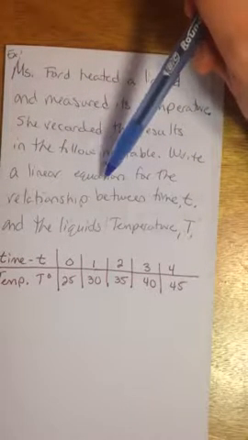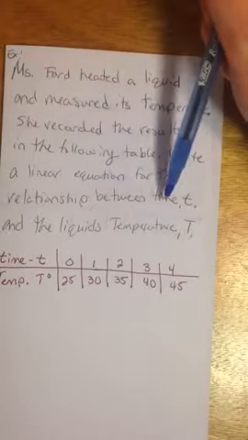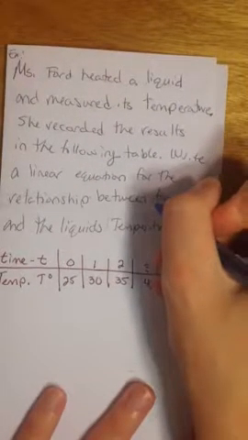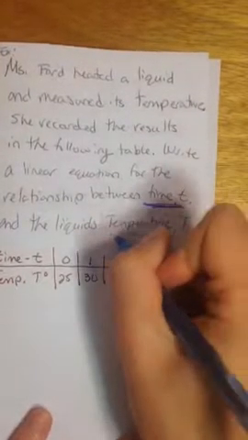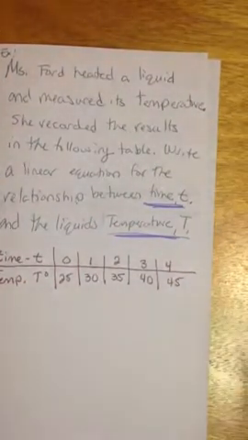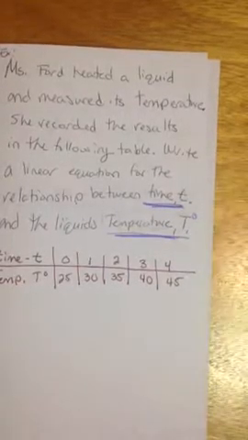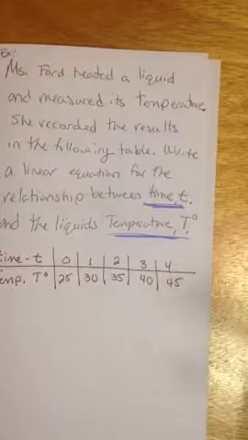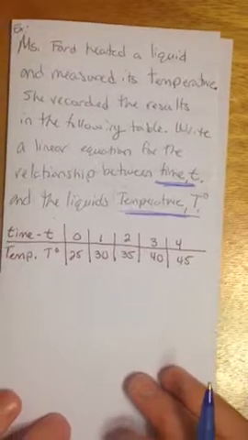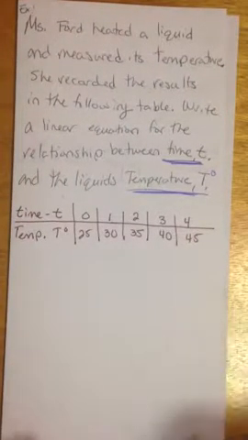Write a linear equation for the relationship between time t, so time we know is represented by a lowercase t, and the liquid's temperature. So temperature is measured by a capital T. So this is really kind of confusing sometimes because they'll use the same letters, but they'll use the uppercase and lowercase. Okay? But this would be something in a science class that you would see.